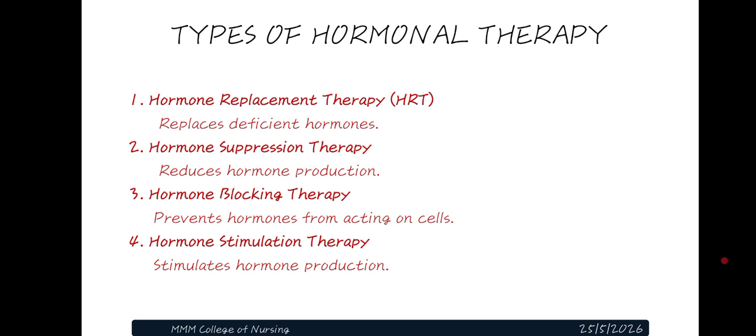So different hormonal therapies are used depending on the conditions. Hormonal replacement therapy is common in menopause and endocrine disorders. So the hormone suppression and blocking therapies are mainly used in hormone sensitive cancers such as breast and prostate cancer.